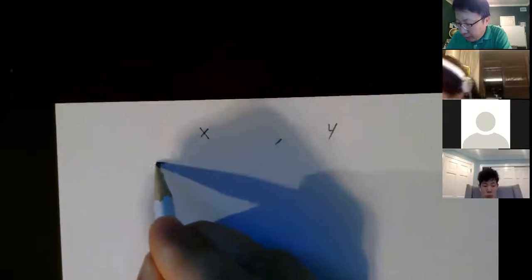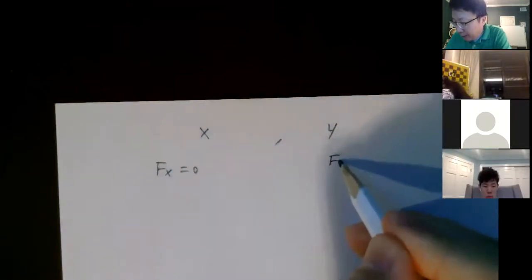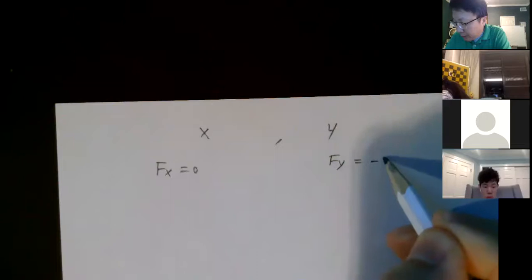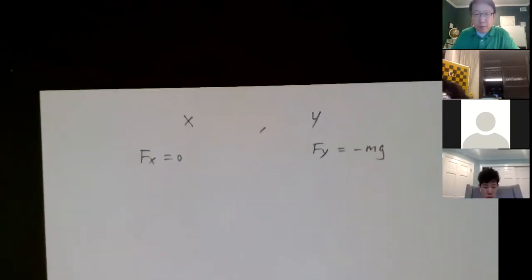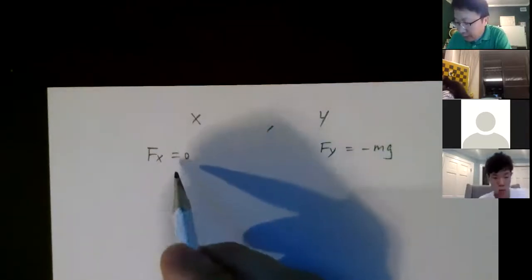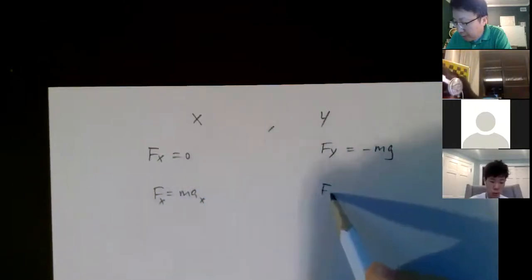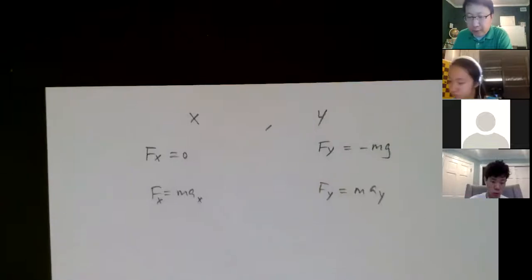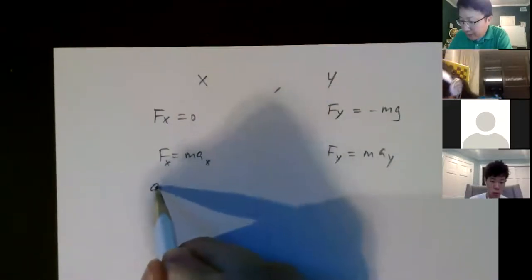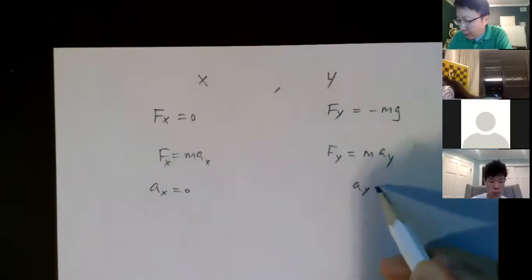So again, let me summarize. So in this case, we have two directions. One is the x direction, one is the y direction, right? In the x direction, we know that the force is zero. The y direction force is minus mg. And we know F equals ma, and therefore we know that ax equals zero, ay equals minus g.